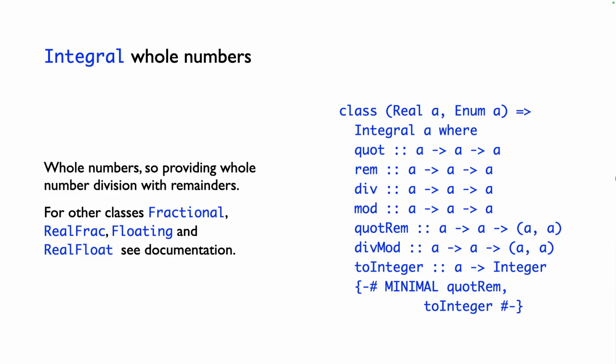Now there are other classes, Fractional, RealFrac, Floating, and RealFloat, which I'm not going to talk about, but you can see the documentation for those, or you can get information about them by typing :info and the name of the class. But that covers all the numbers that I would like to talk about in this introduction. So we have Integral, that gives us all the division functions. We have Num, which gives us the other arithmetical functions.